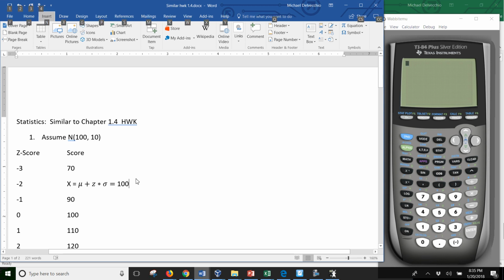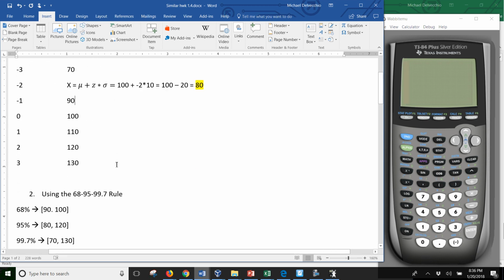So 100 plus -2 times sigma, which is 10. Okay. Well, this is 100 minus 20 equals 80. Didn't have to use the calculator for that one. Okay.